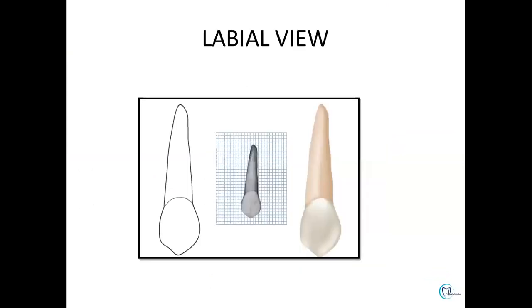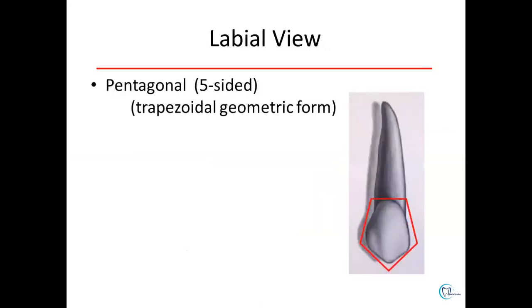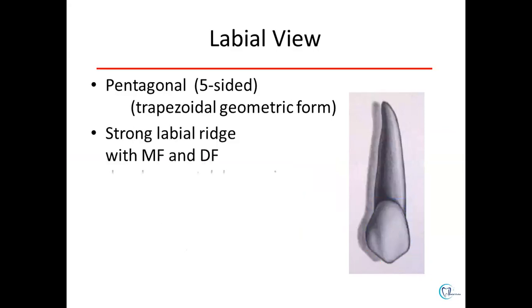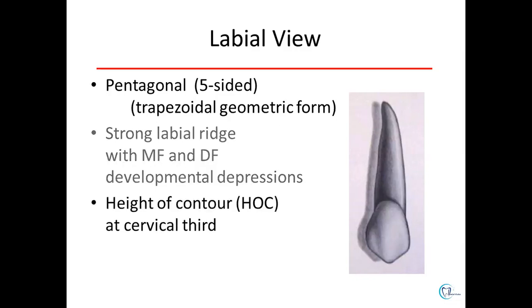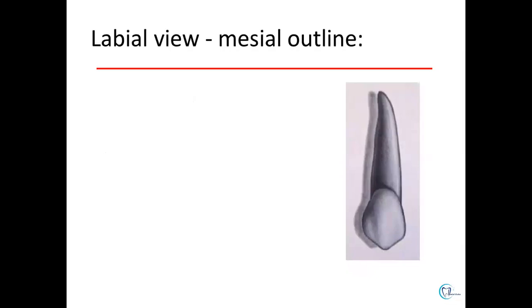Now, starting with the views, the first view is the labial view. In the labial view, we can appreciate that the geometric form is pentagonal and it shows a trapezoidal form. There is a strong labial ridge with mesiofacial and distofacial developmental depressions. So there is a convexity on the labial surface, which is the labial ridge, and on both sides there are developmental depressions, known as the mesiofacial developmental depression and the distofacial developmental depression. The height of contour from the labial view is appreciated in the cervical 1/3.